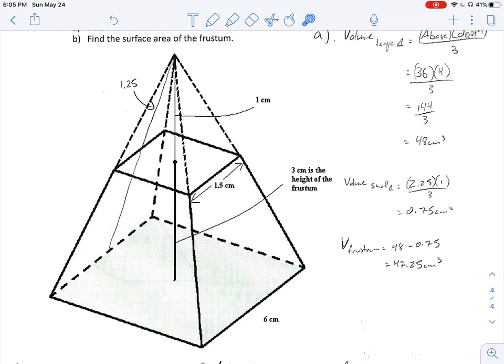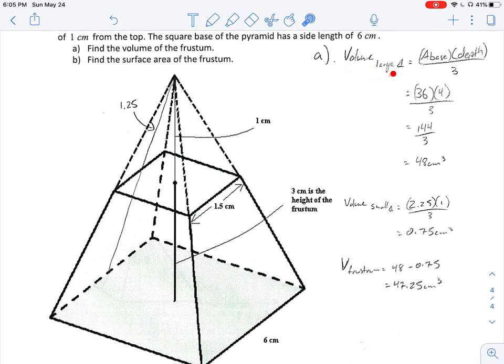The frustum is this piece here, this bottom piece. It almost looks like a box you could sit on because they took this top piece and just cut it out. So we're trying to find the volume of the entire thing minus the volume of the small piece at the top.